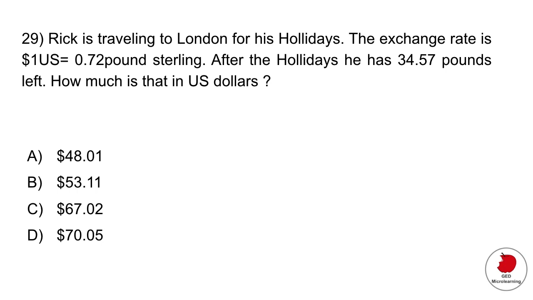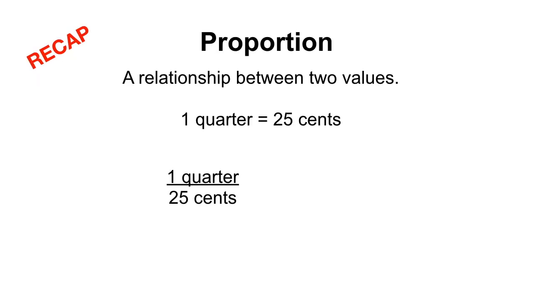Okay, question 23. This is a proportion problem. It says, Rick is traveling to London for his holidays. The exchange rate is that $1 is equal to 0.72 pound sterling. After the holidays, he has 34.57 pounds left. How much is that in US dollars? As I said, this is a proportion problem. A proportion, let's remind ourselves, is just a relation between two values.